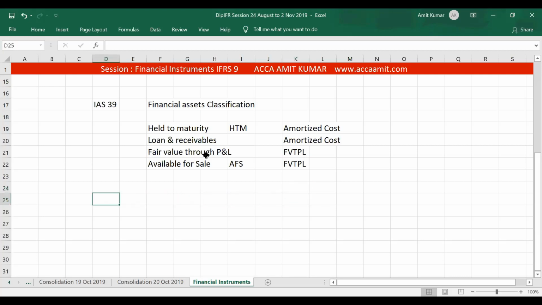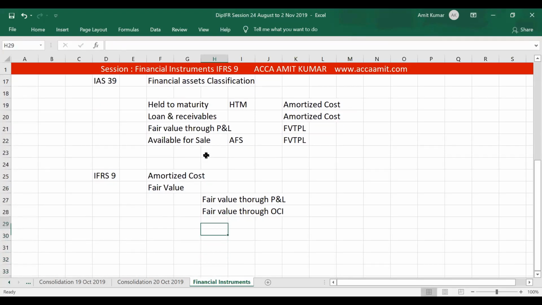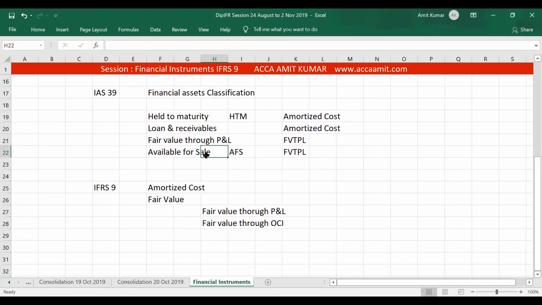So IFRS 9 financial instruments concluded that the financial assets will be measured either at amortized cost or fair value. Now this fair value can be fair value through P&L or it can be fair value through OCI. Does it make our life simpler? So is the introduction of a standard making our life complex or making our life easy?